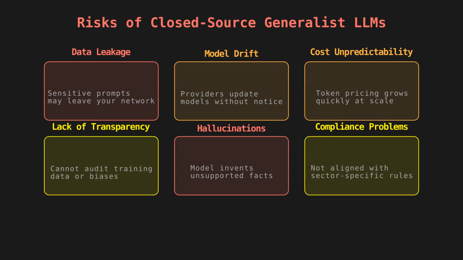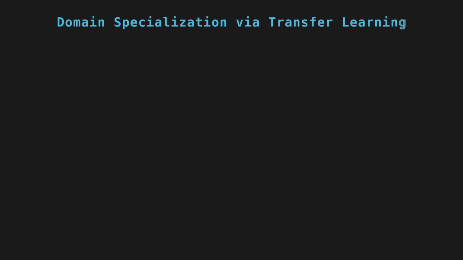Fifth, hallucinations. The model can invent facts that sound convincing but are completely wrong. And sixth, compliance problems. General-purpose models are not automatically aligned with sector-specific regulations. If you work in a regulated industry, these are not theoretical risks. They are deal breakers. Here is the better path.